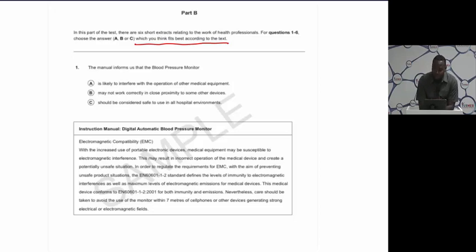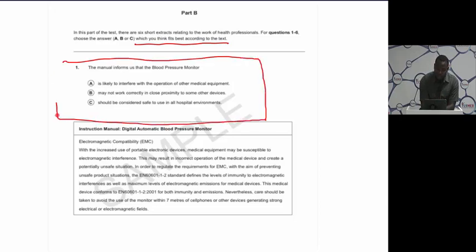Now let's start with the very first thing. Whenever you come into contact with this type of question, the very first thing you have to focus on is the question itself. What exactly is the question we are trying to deal with? Now, the manual informs us that the blood pressure monitor. So we are focusing on the manual. We perceive that this whole writing, what is seen as an extract, is the manual. Now, it says that the manual informs us. What is the meaning of inform? Inform basically means give us a form of information. It is telling us that. What is the manual telling us?